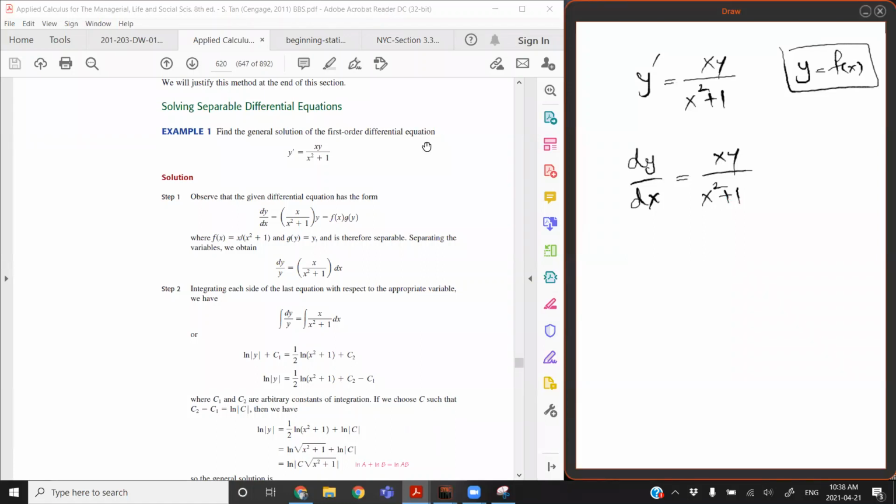Then, as you can see, I have a fraction over a fraction. So I can just use dy and dx as if they are numbers or variables, and I can cross multiply. So if I cross multiply, what do I get? I get xy dx is equal to x squared plus 1 times dy.